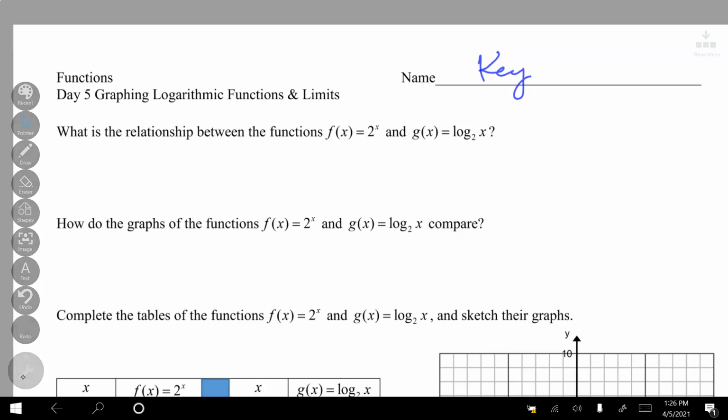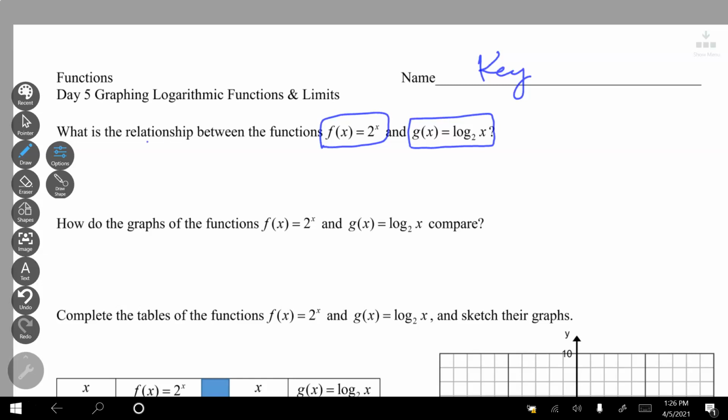First part of today is graphing log functions, and we're going to relate them to what we did before with exponentials. So here are two functions. f of x equals 2 raised to the x, and g of x is log base 2 of x. They both have the same base of 2. So what's the relationship? They are inverses.